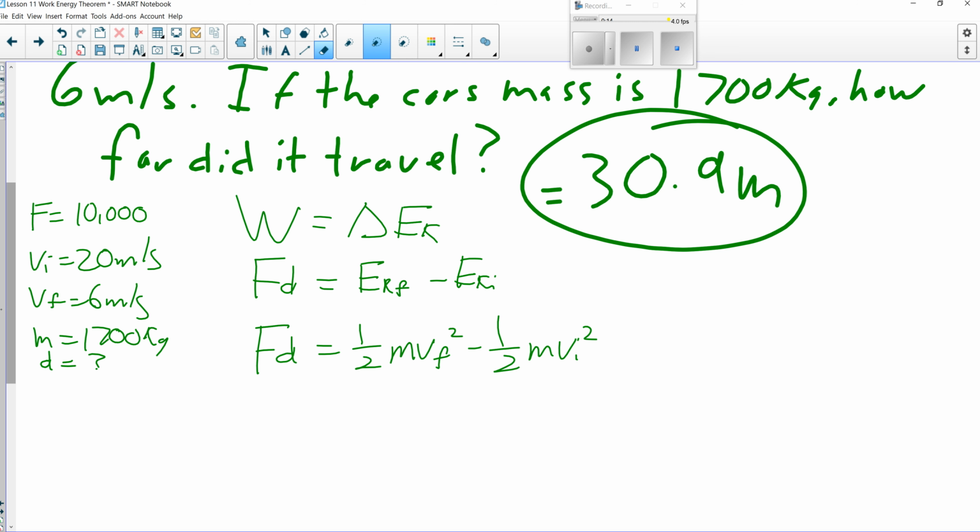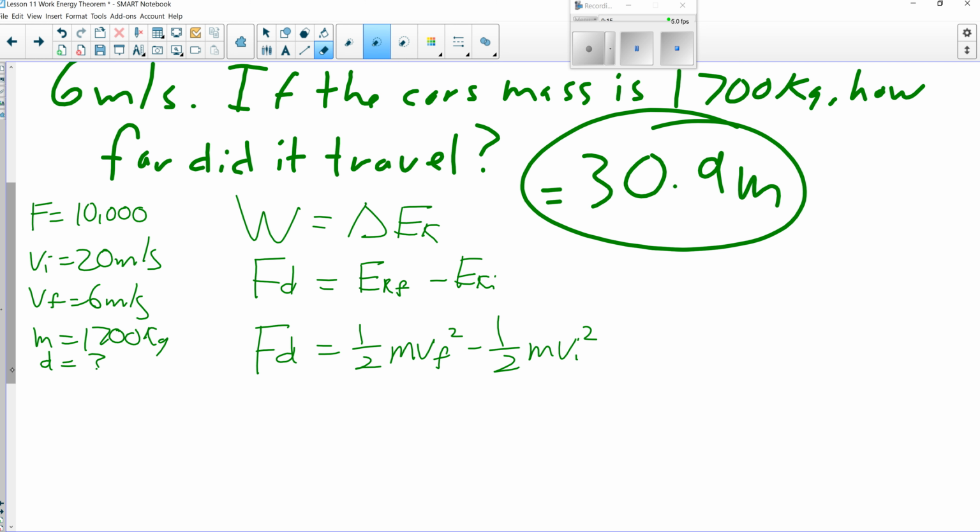Okay, at this point, as I was walking around, I saw a few people punching stuff into their calculators, and when they did this part of the operation, that subtraction, they didn't like the answer they got. What felt wrong about it? It was negative. Is that okay? Did the car gain or lose energy as a result of this work? It lost it. So it should come out negative.